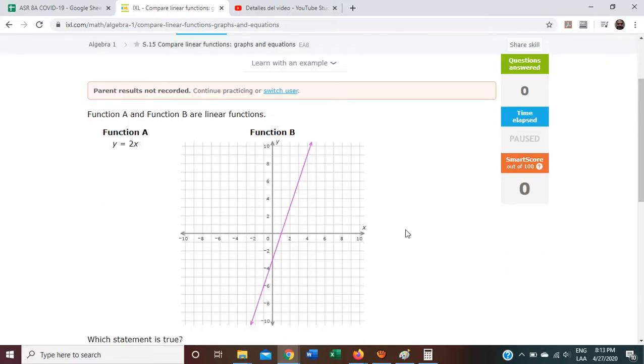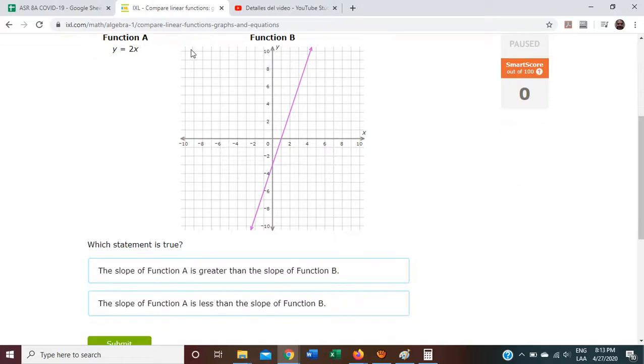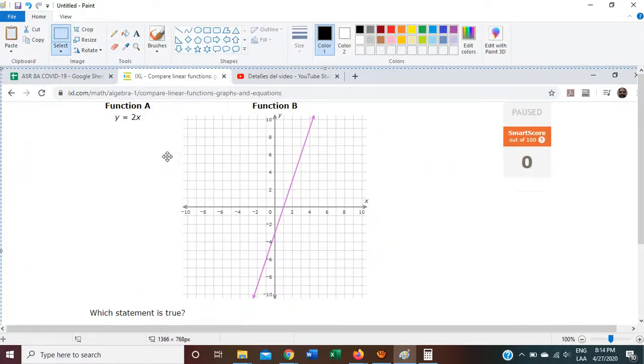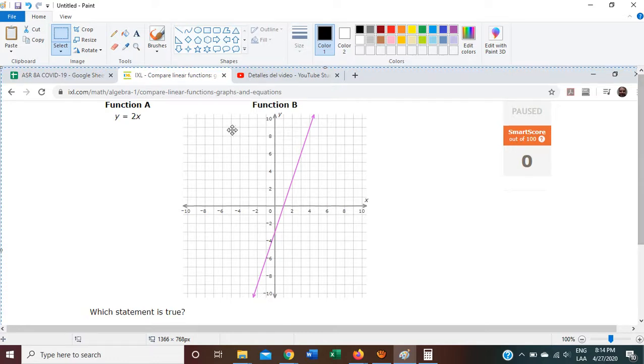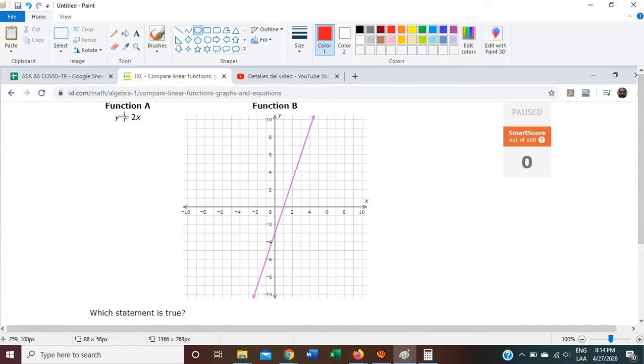Okay, so we go back to our practice. Okay, we have these two functions. Let me print the screen, and we go here. Okay, we have these two functions. So what is the slope in here? Let me check if we're being asked about the slope. Yes, we're being asked about the slope. Okay, what is the slope in this function? I know that the slope is 2. Okay, that's easy. But what is the slope in this graph?